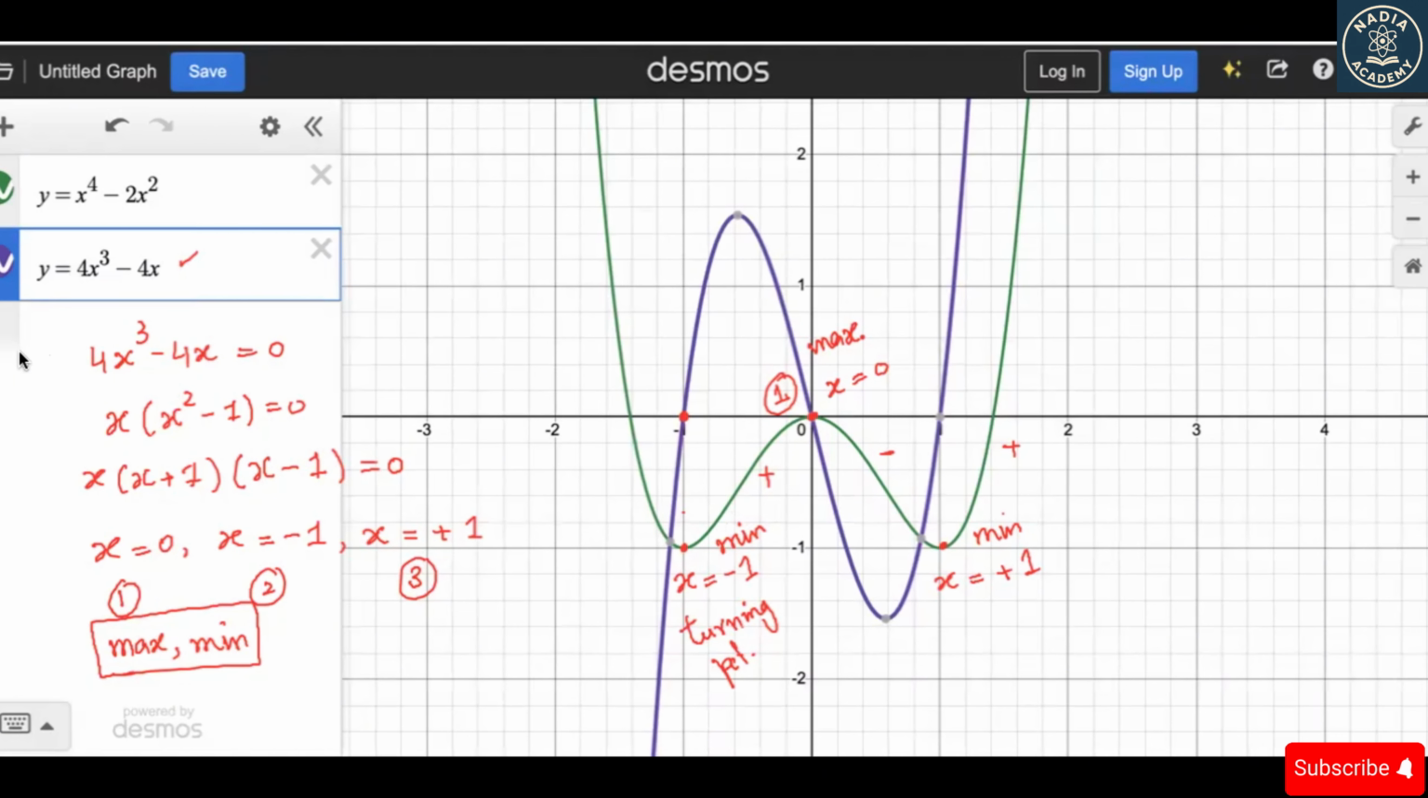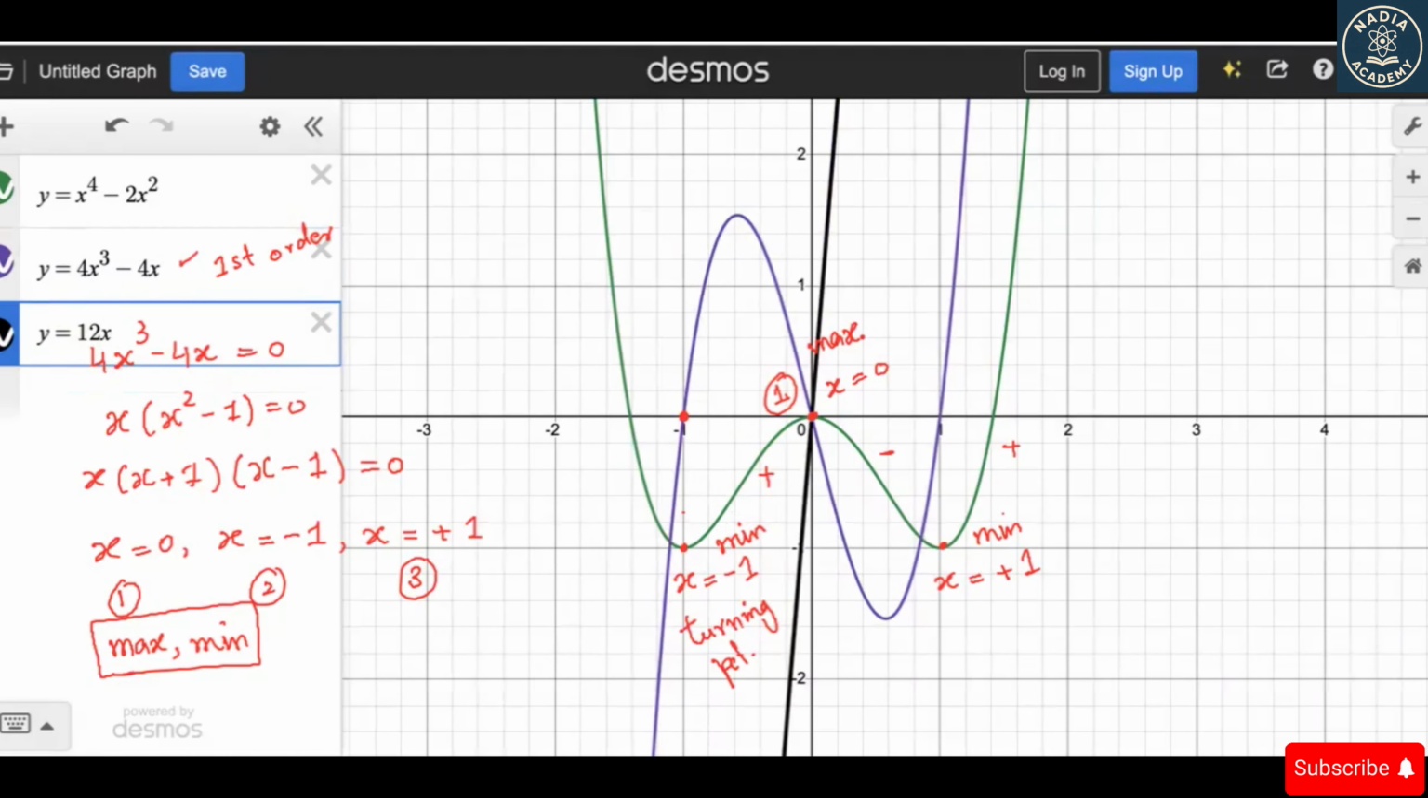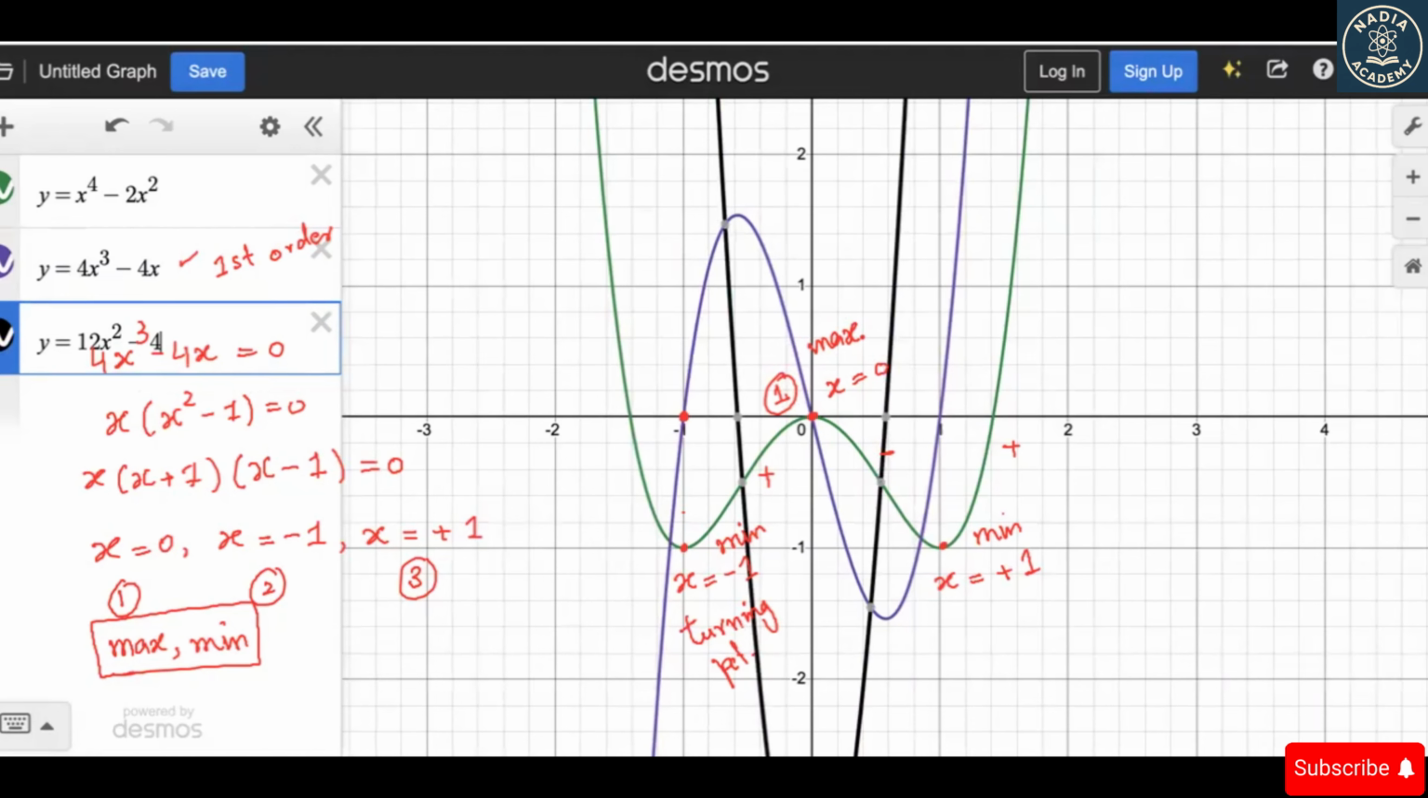What is the meaning of the second order derivative? It means that we need to take the derivative twice. So here 4 times x power 3 minus 4x is the first order derivative. Now we take the second derivative. That derivative will be y double prime, which is equal to the derivative of 4x cube, that is 12 times x square, and the derivative of 4x is simply 4.